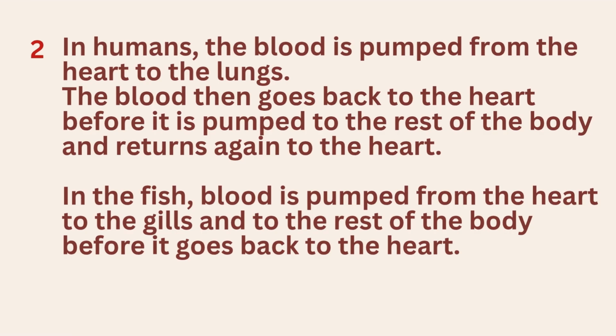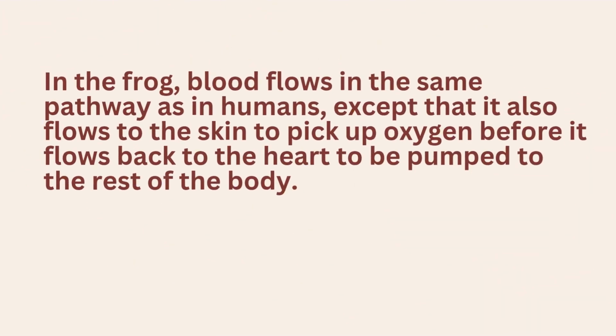In humans, the blood is pumped from the heart to the lungs. The blood then goes back to the heart before it is pumped to the rest of the body and returns again to the heart. In the fish, blood is pumped from the heart to the gills and to the rest of the body before it goes back to the heart. In the frog, blood flows in the same pathway as in humans, except that it also flows to the skin to pick up oxygen before it flows back to the heart to be pumped to the rest of the body.